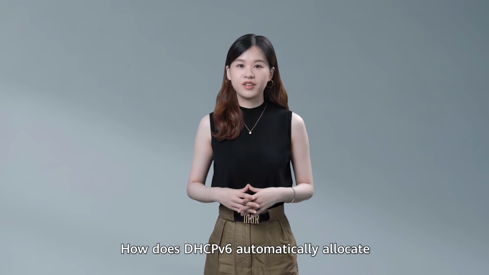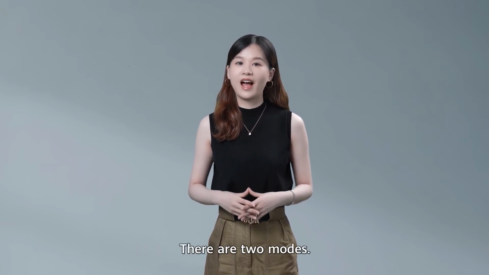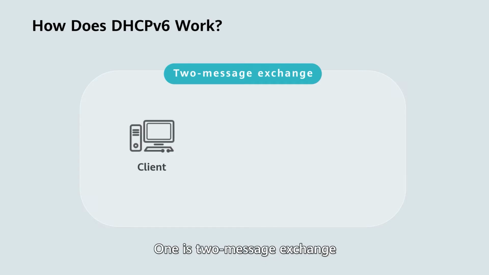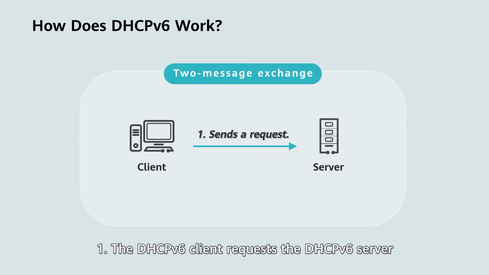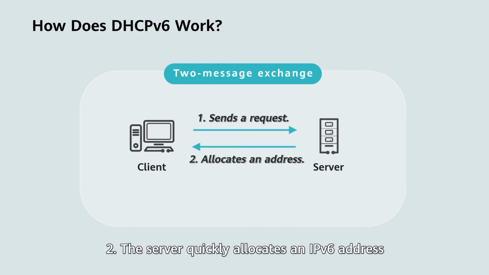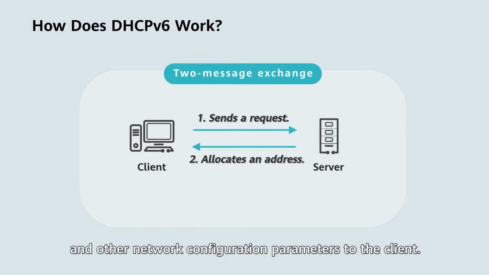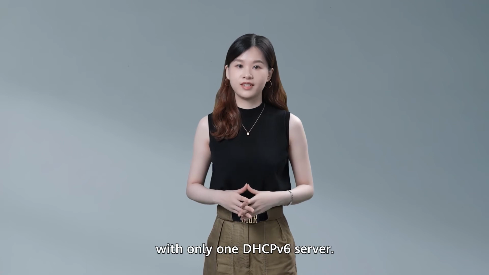How does DHCPv6 automatically allocate and manage network addresses? There are two modes. One is two-message exchange shown in the figure. First, the DHCPv6 client requests the DHCPv6 server to quickly allocate an address and network configuration parameters to it. Second, the server quickly allocates an IPv6 address and other network configuration parameters to the client. This mode applies to the network with only one DHCPv6 server.